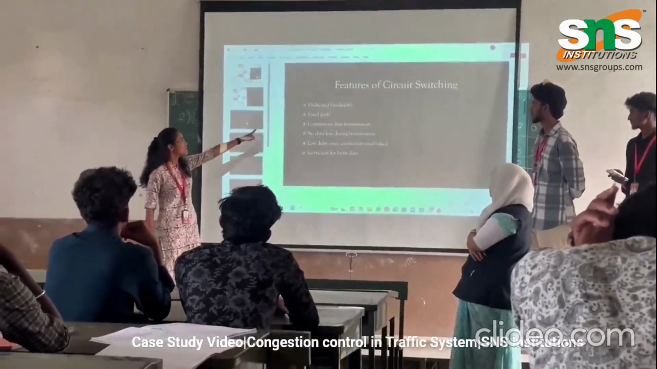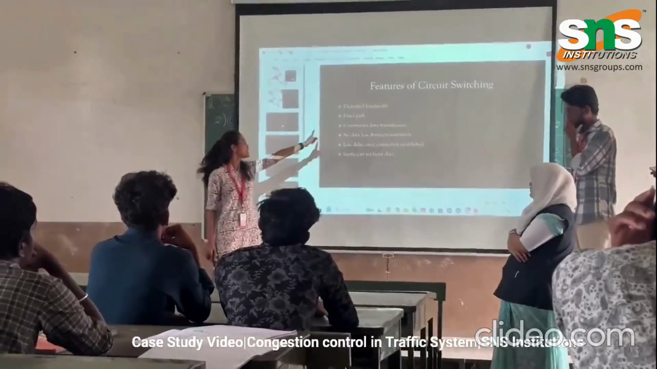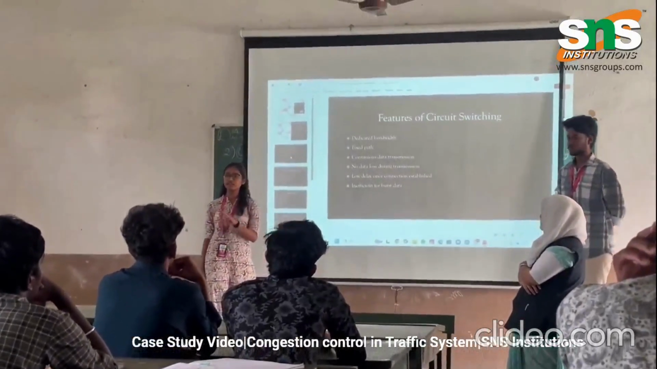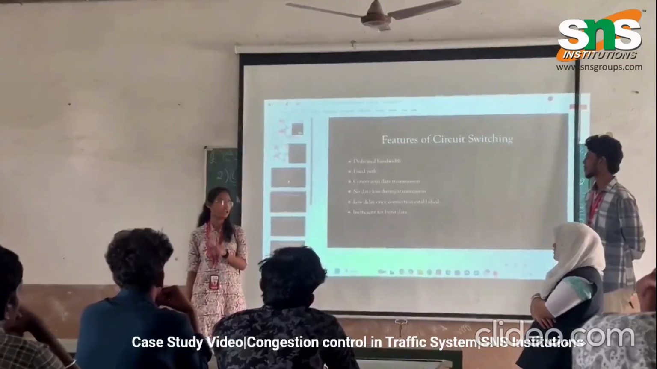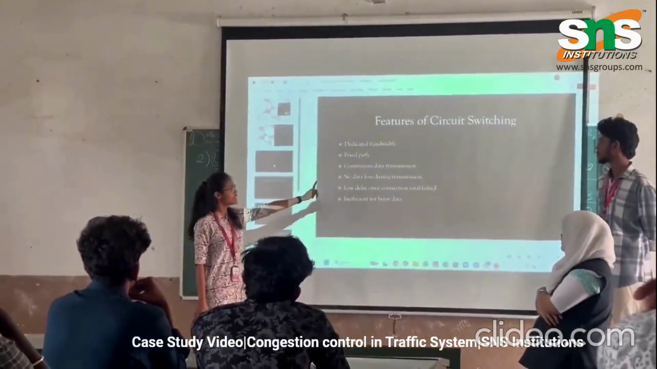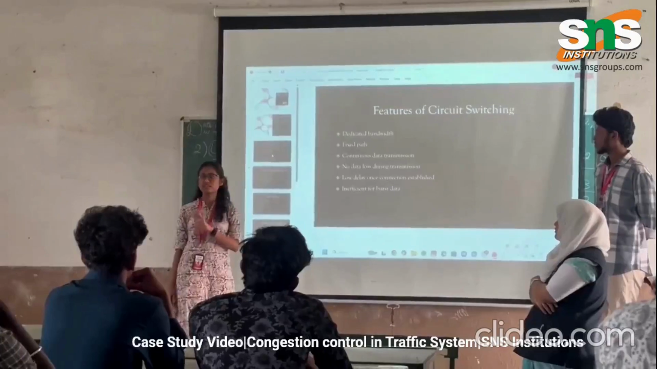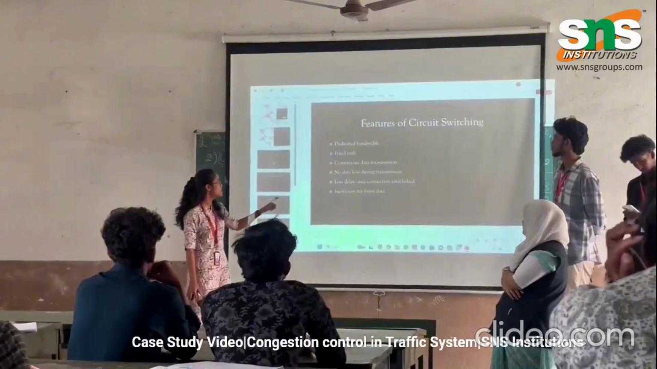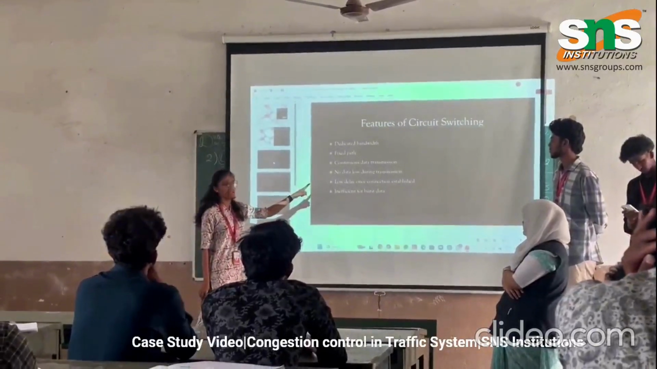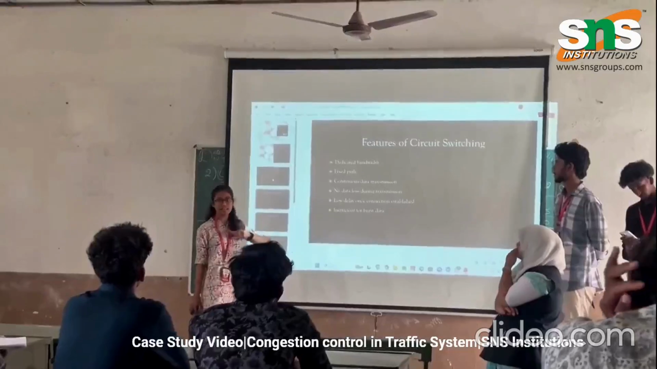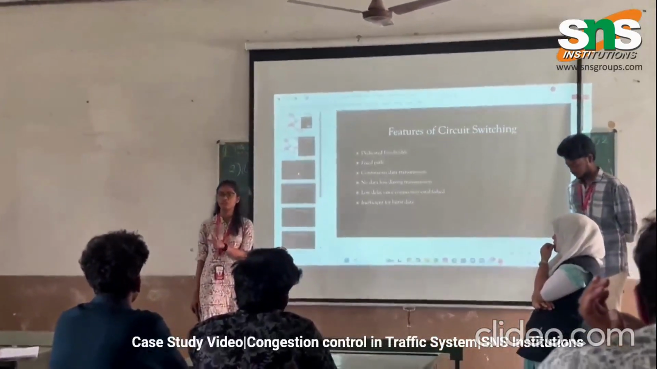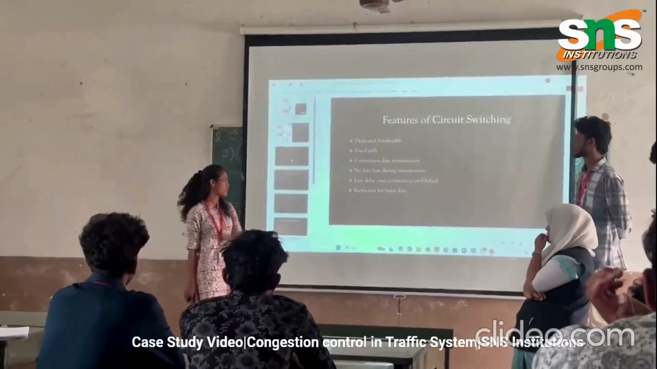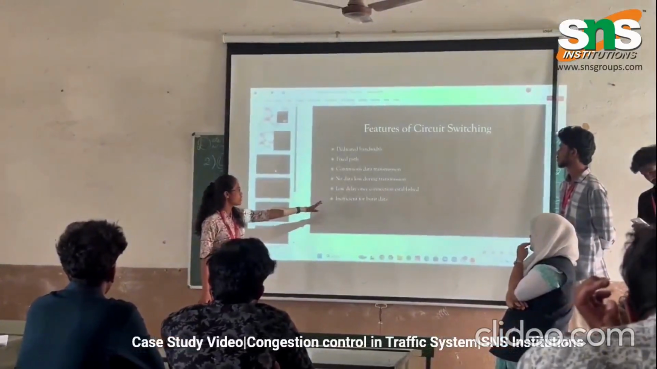Features: as I said, it will have a dedicated bandwidth and it is a fixed path. Only two users can use it until the call is hung up. There is continuous data transmission, the data will be continuously transmitted. There will be no delays, and there is no data loss. In packet switching, the data is transferred as packets, so there will be more loss and more delay.